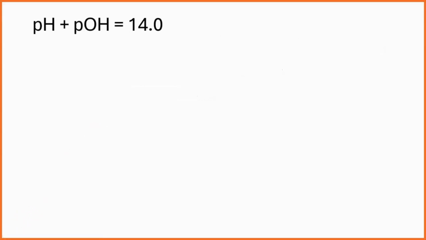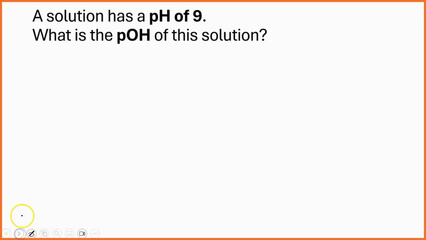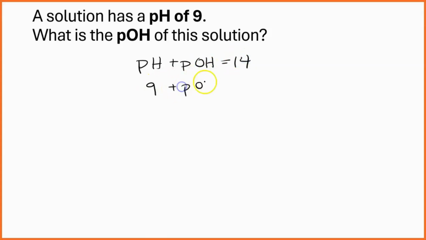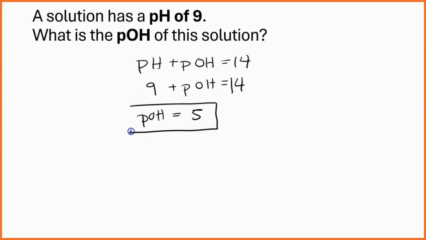And finally, we know that pH plus pOH equals 14. If we're missing either one, we can find the other. So pH plus pOH equals 14. If pH is 9, what's the pOH? 5. So that one's definitely the simplest.